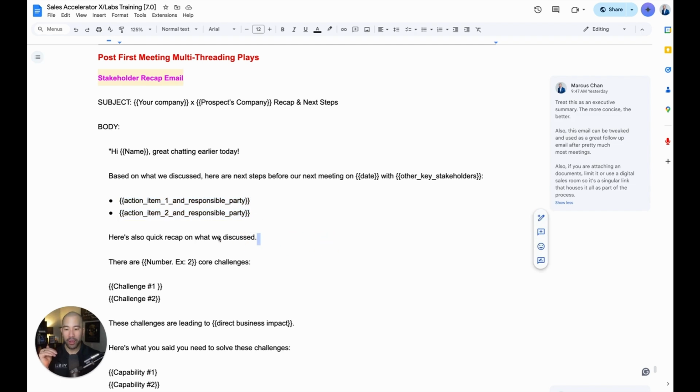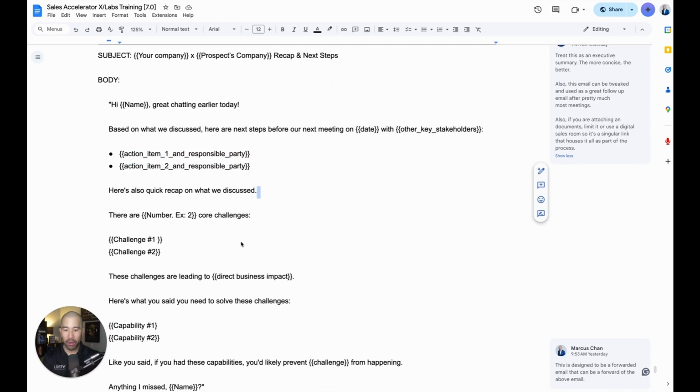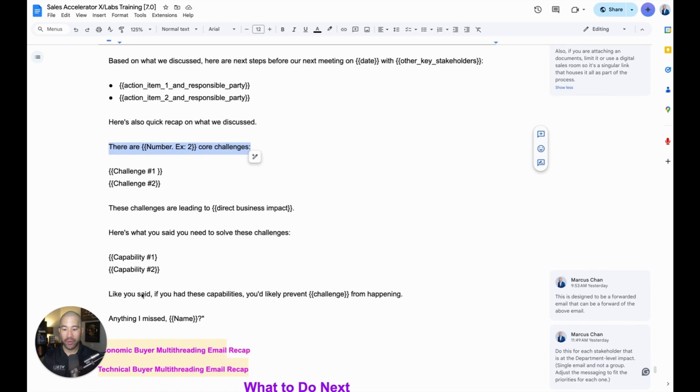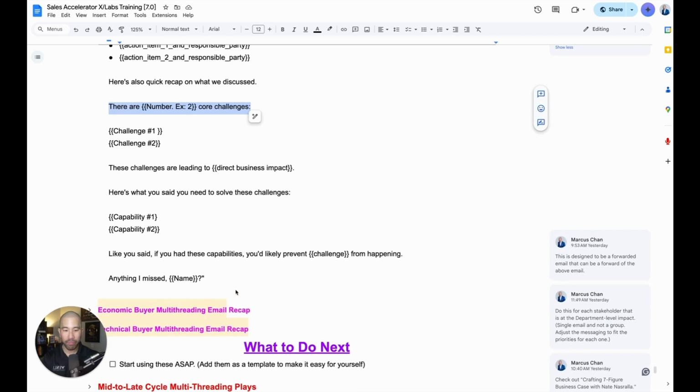Here's a quick recap of what we discussed. There are X number of core challenges. Challenge 1, challenge 2, these can be bullet points if you like. These challenges lead to direct business impact. Notice here, we're directly linking the challenges at their level to the problems of the overall business. Here's what you said you need to solve these challenges: capability 1, capability 2. Like you said, if you have these capabilities, you're likely to prevent the challenge from happening. Anything I missed, name? Super powerful.